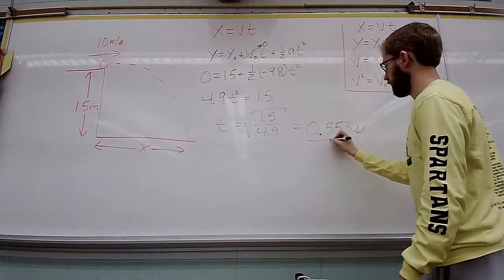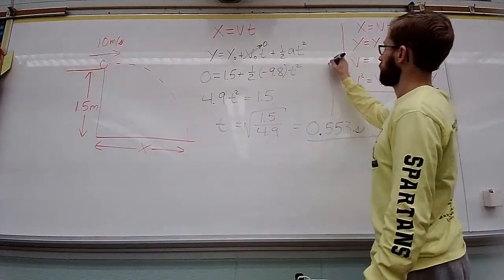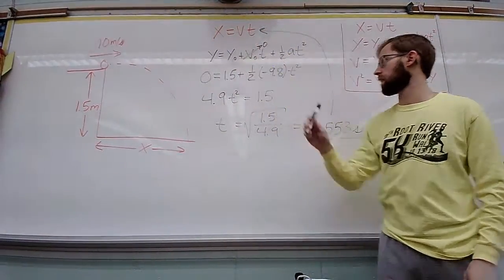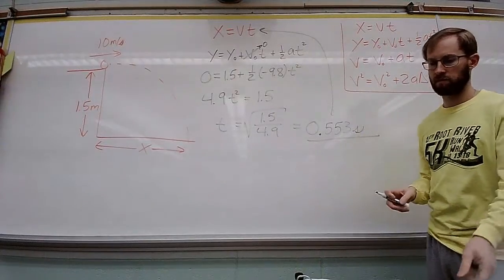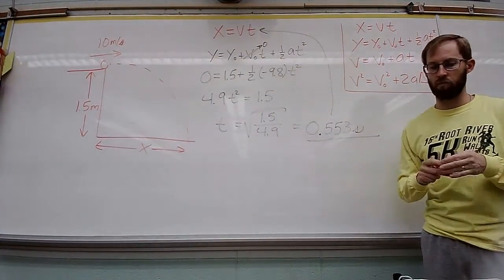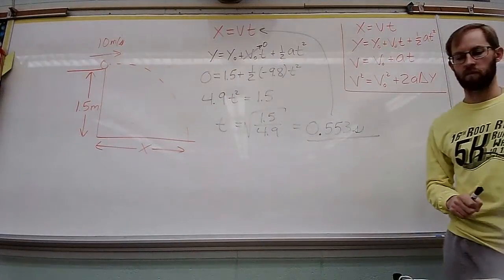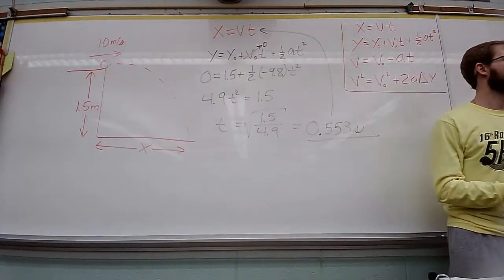And so then you just take your time and you plug that in for t. Of course, velocity is 10, and your final answer should be 5.53 meters. That's number 1. Questions on this?